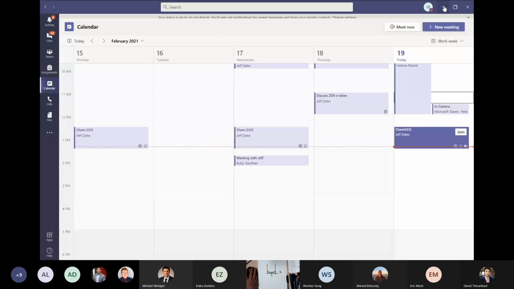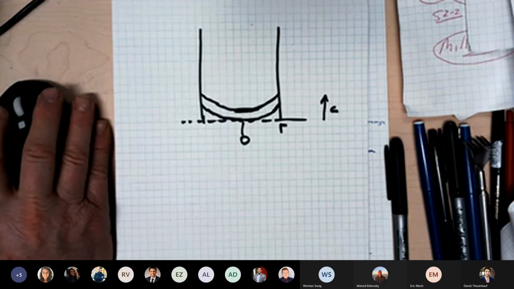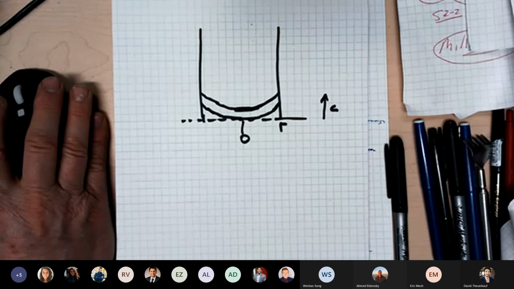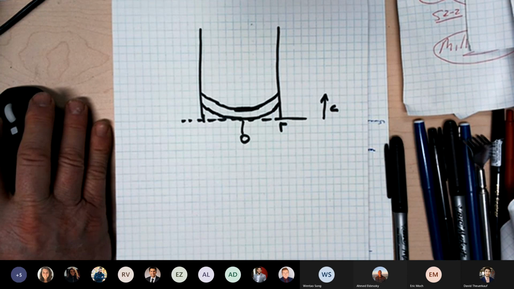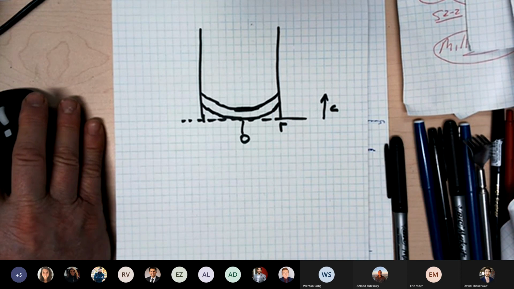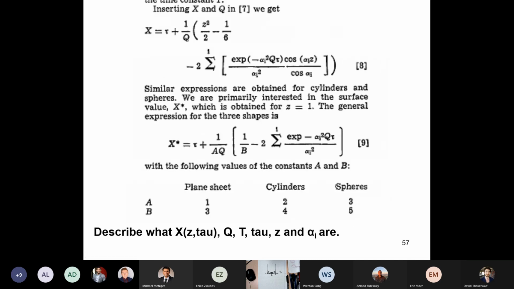Whoops. Okay, is the PowerPoint showing up or not? We're seeing your calendar. That's funny. Let's get rid of the calendar then. Still seeing the calendar? Let's try this here. Electrolyte and diffusion. Should be this. How about that? Yep. Okay. So now we go to the next slide.